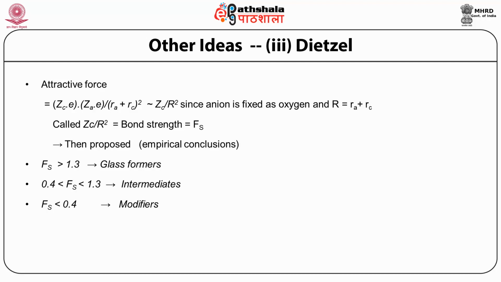Based on empirical observation, Dietzel related the field strength to the ability of glass formation. He proposed that for glass formers, the field strength is greater than 1.3, whereas for intermediates, the field strength is between 0.4 and 1.3. And for modifiers, the field strength is less than 0.4.